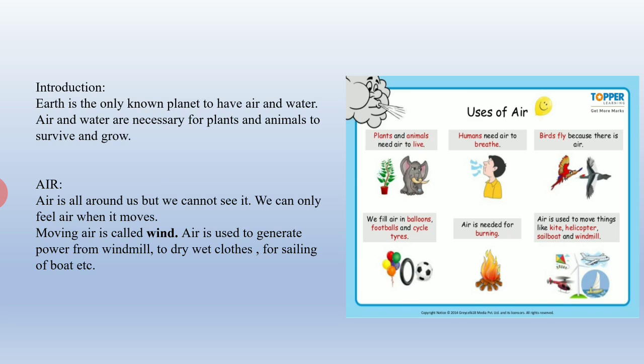Air. Air is all around us, but we cannot see it. We can only feel air when it moves. Moving air is called wind. Air is used to generate power from windmills, to dry wet clothes, for sailing of boats, etc.